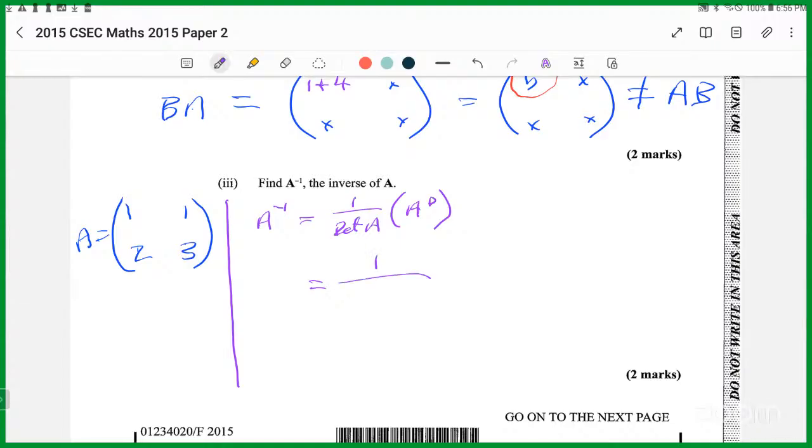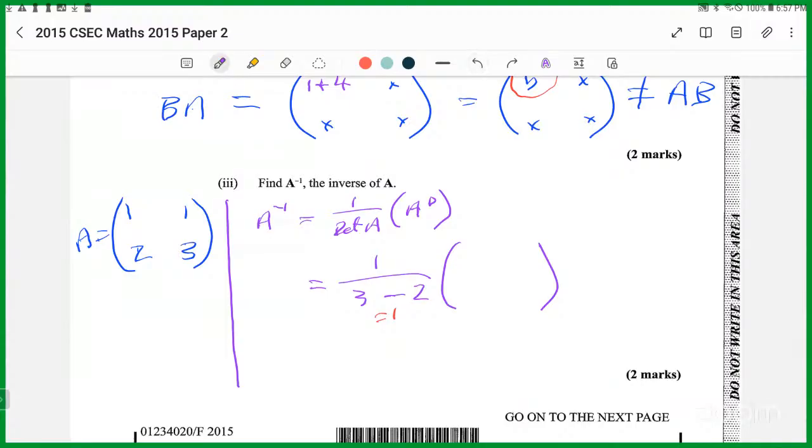Now what's the determinant? The determinant of A is this first diagonal product minus this second diagonal product. So this first diagonal product is 1 times 3, which is 3, minus this second diagonal product, which is 1 times 2, which is 2. That's the determinant of A, which works out to be 1. They're multiplying that now by the adjoint of the matrix.